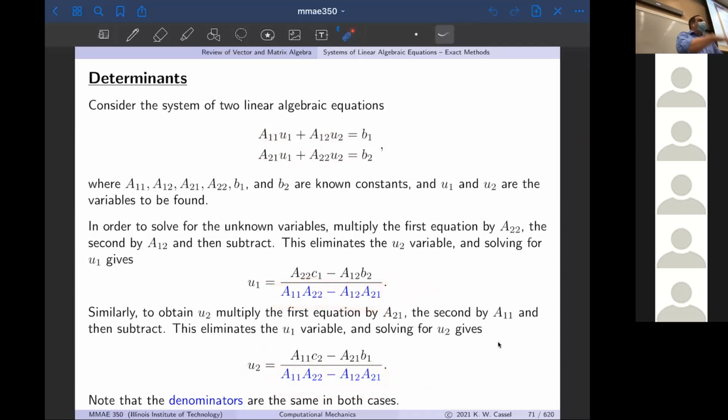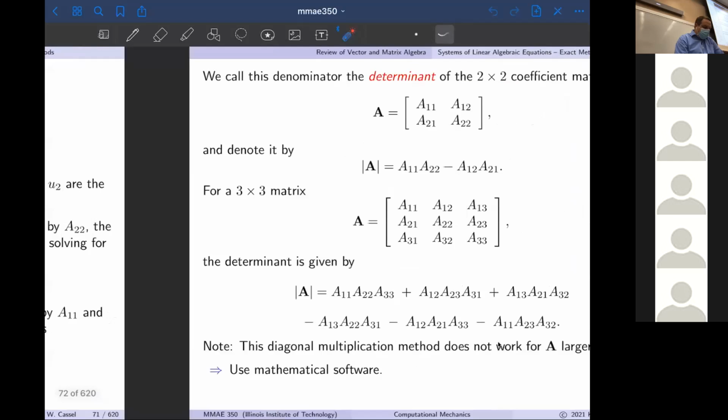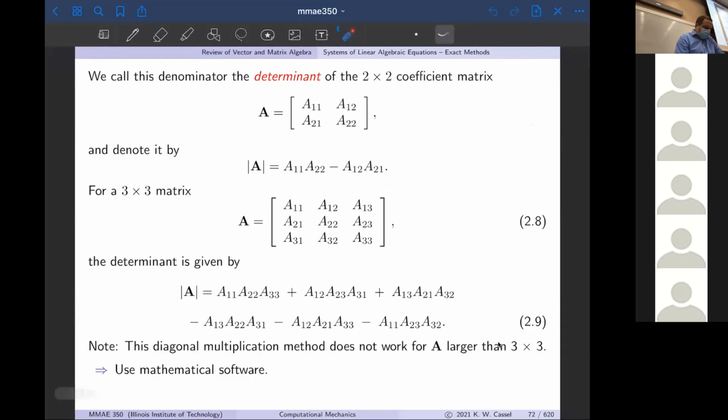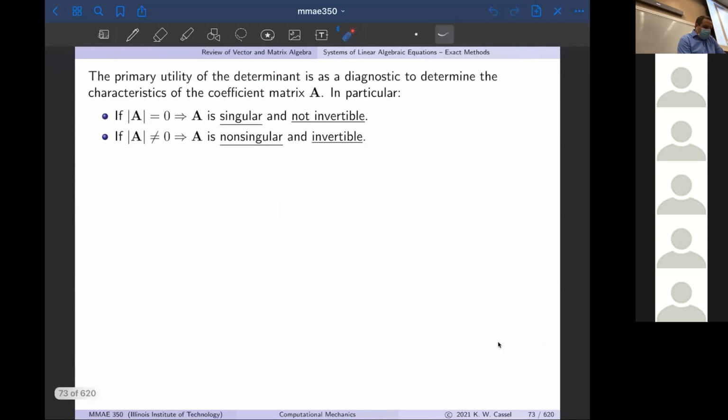This is 2D, but if it was n-dimensional, it'd be the same thing. That determinant would show up in the denominator. So apparently it's some special number that shows up all over the place when you're trying to solve systems of equations. And indeed it is. Let me come back to this in a second. What it tells you is what to expect when you try to solve the system of equations. So it's really a diagnostic. We usually don't care about the determinant itself. I don't really care what its value is, but we use it as a diagnostic.